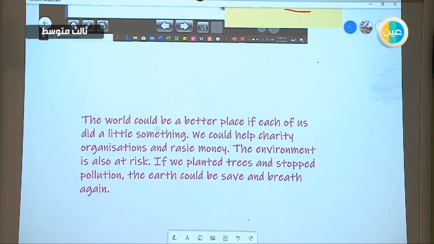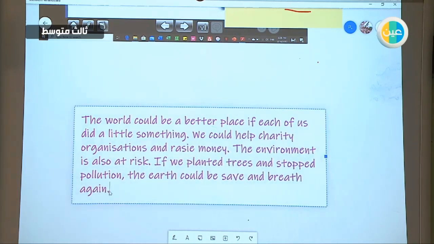The world could be a better place if each of us did a little something. We could help the charity organizations and raise money. The environment is also at risk. If we planted trees and stopped pollution, the earth could be safe and breathe again. Okay? We can add one more sentence, the last one I wrote.